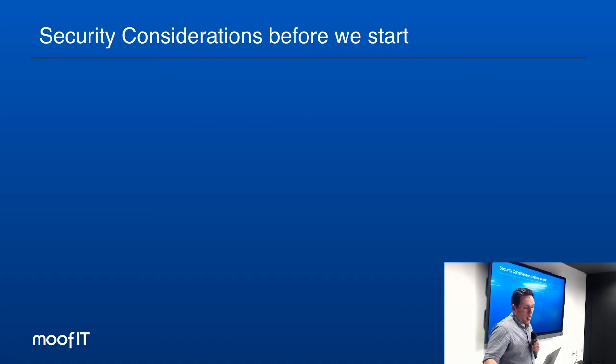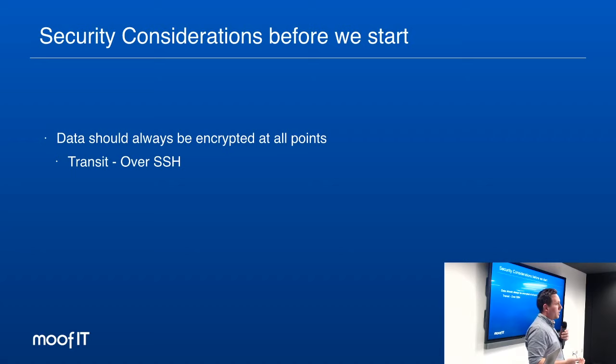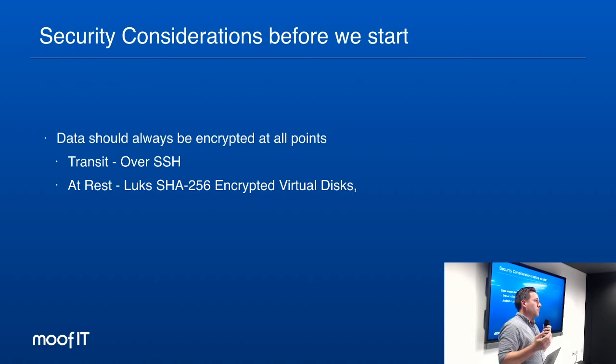But some security considerations before we started. The data should always be encrypted. If it's client information, we need to make sure it's safe. So we went with SSH. If we're going to transfer over the internet, it needs to be encrypted all the way along. It needs to be encrypted at rest, so your disks are encrypted with the highest level of encryption possible, so that if any of your data is taken, it's inaccessible to the person that's taken that data.